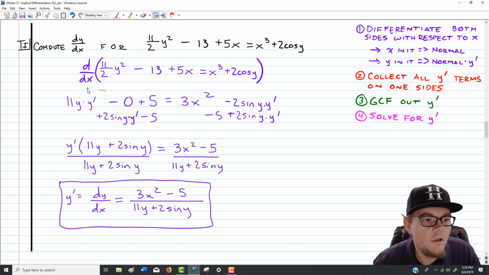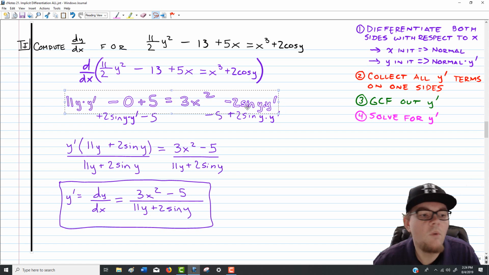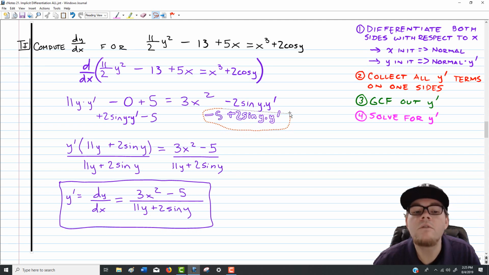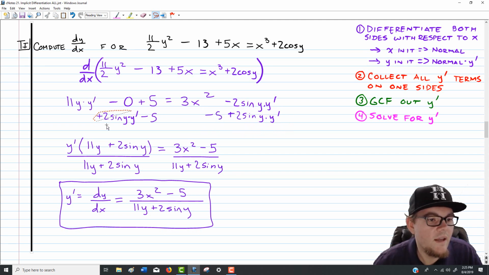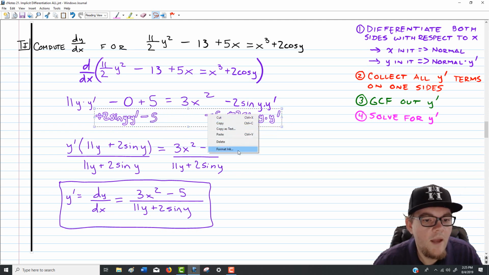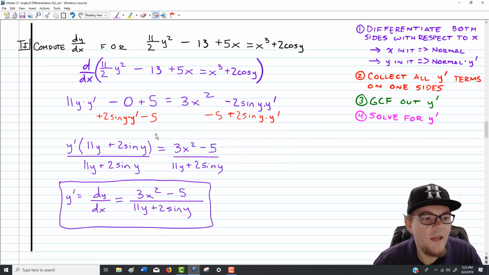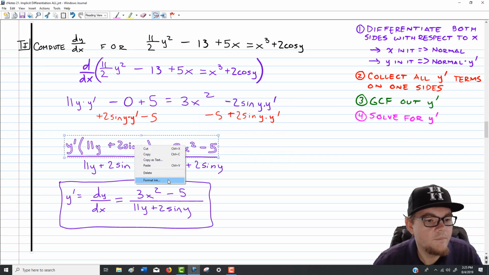So in my work here, you can clearly see first that I differentiated with respect to x. That produced the y primes on both the first and the final terms. And then from there, I chose to subtract 5 and add 2 sine of y prime to both sides to make things clear. So in a sense, that was my work in red. After that, my job was to GCF out y prime. So that was my work right there.